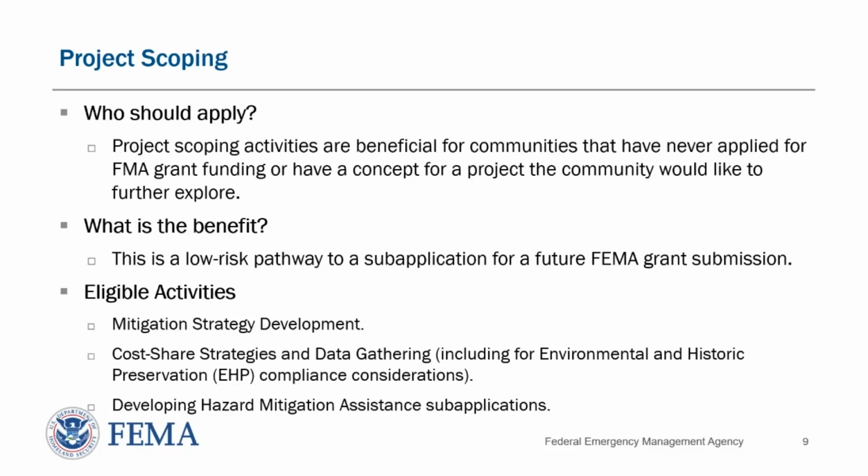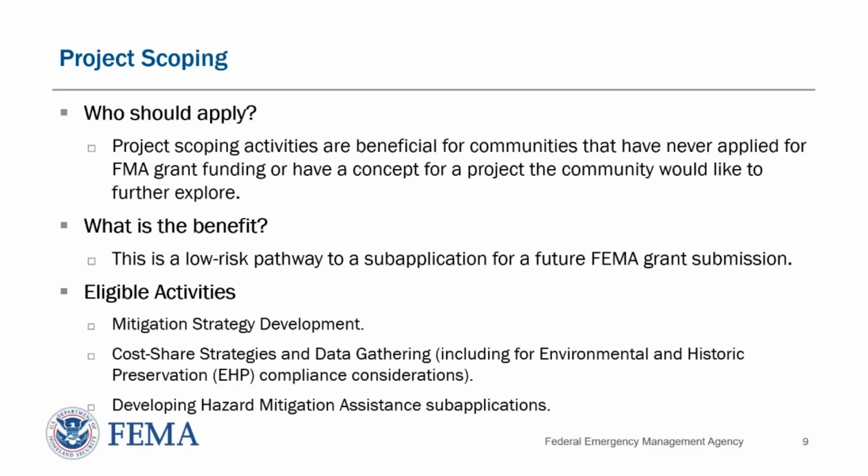Think of project scoping as everything non-construction, no shovels in the ground at this stage in the localized flood control sub-application development. Project scoping can help applicants and sub-applicants develop eligible and complete applications that include a feasible project budget and appropriate project milestones. A project scoping C&CB application is good for communities that haven't applied for FMA grant funding before, but have an idea for a project that requires capital.